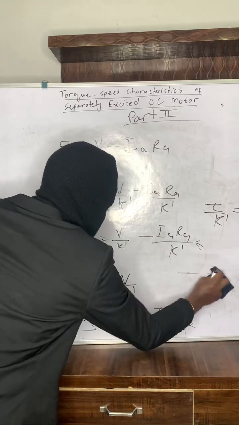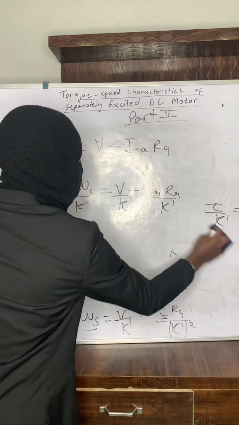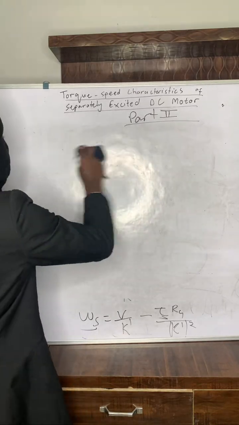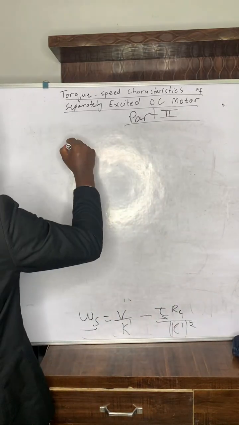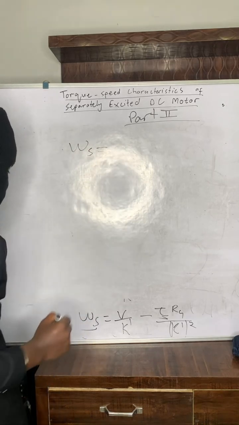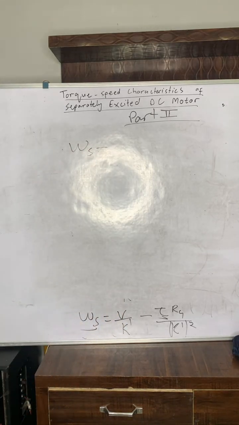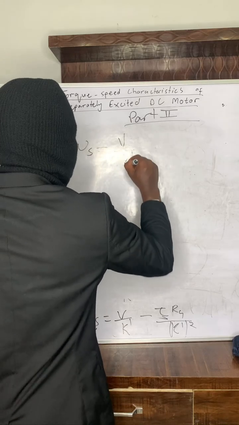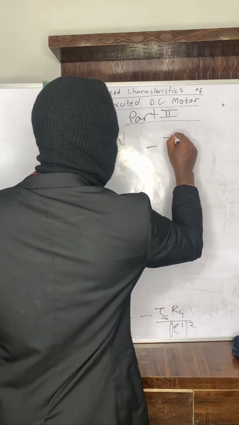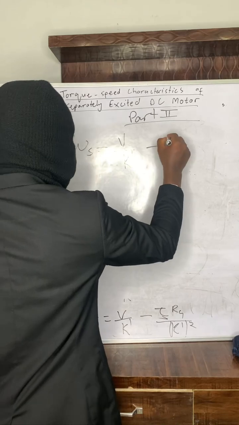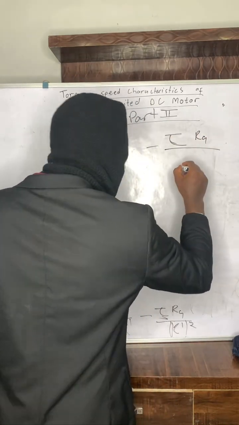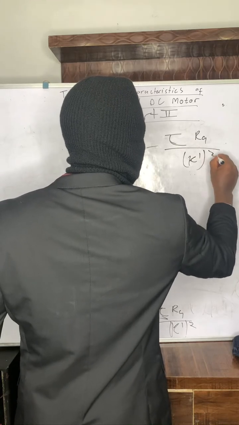Let me just erase this stuff here so that the equation can be seen clearly. Omega S is equal to V upon K dash minus tau RA upon K dash squared.